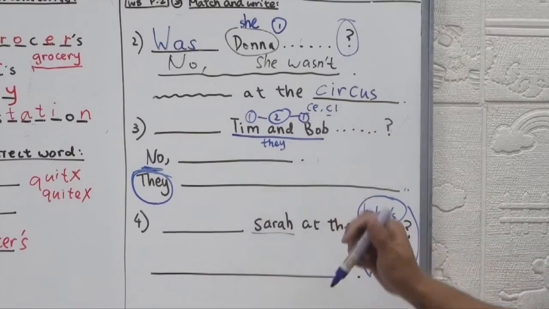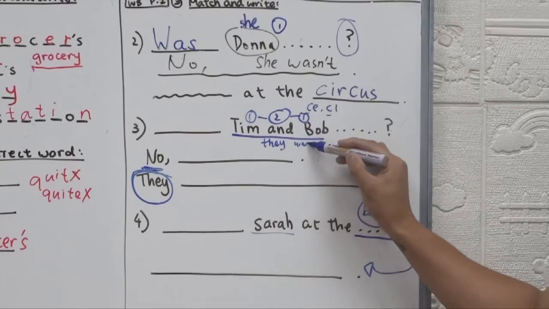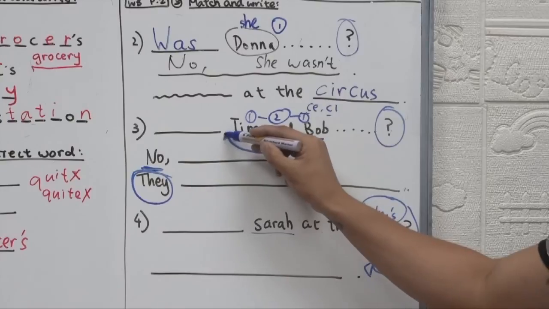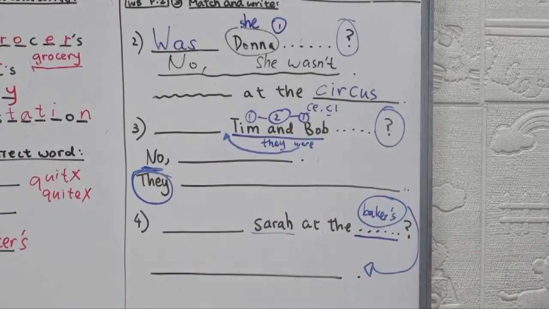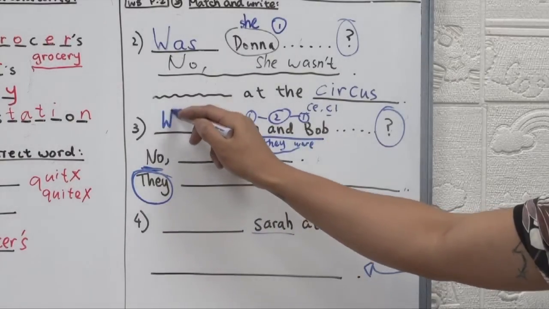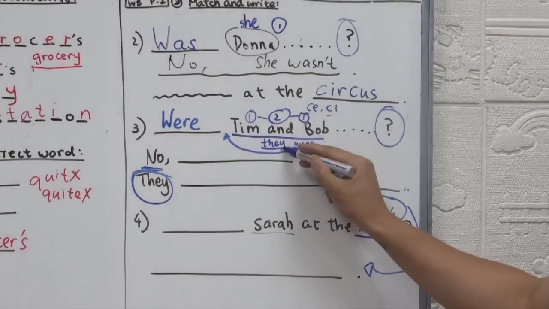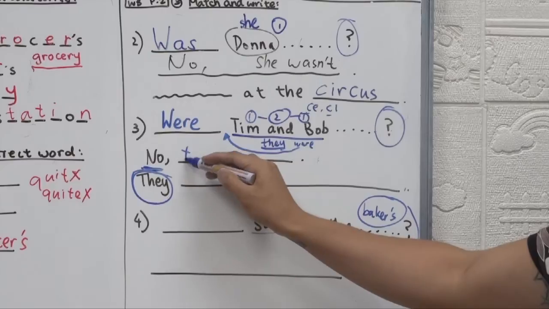And for they, we use were. But in this case, it's a question, so we need to put were at the front. So it should be: Were Tim and Bob at the hospital yesterday? Were Tim and Bob at the hospital yesterday? And the answer should be no.